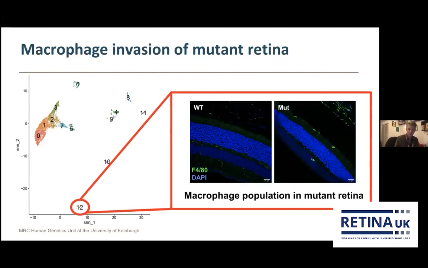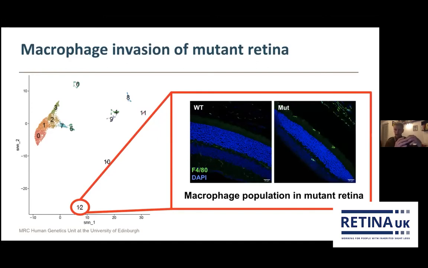Now, macrophages are cells that eat unhealthy cells. They're recruited to inflamed, stressed tissue, and they eat cells which are unhealthy. What I'm showing you here is sections of a wild type mouse on the left and an RPGR mutant mouse on the right. And in fluorescent green is a marker for macrophages.